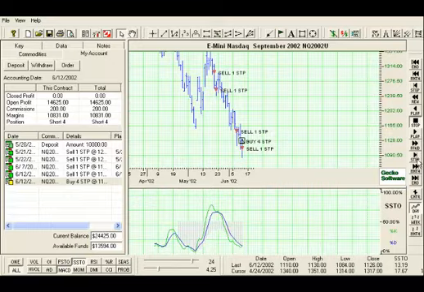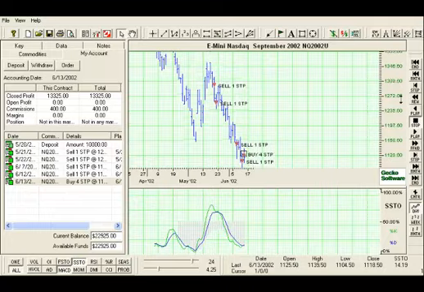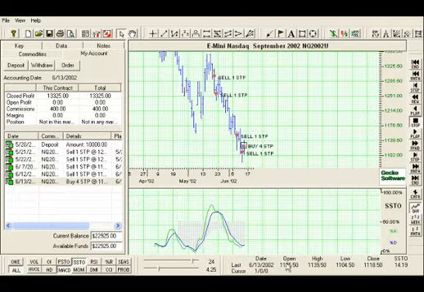Let's step it forward. We're stopped out. And we made $13,000 on that trade. That's a lot of money to me. May not be to you. It is to me. Anyway, that's how we would have traded that reversal day.